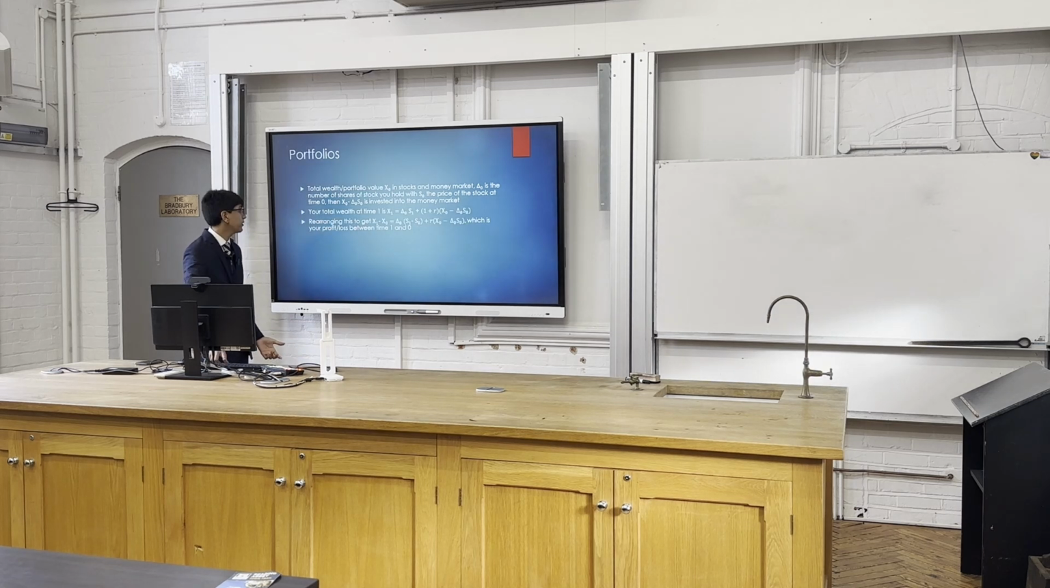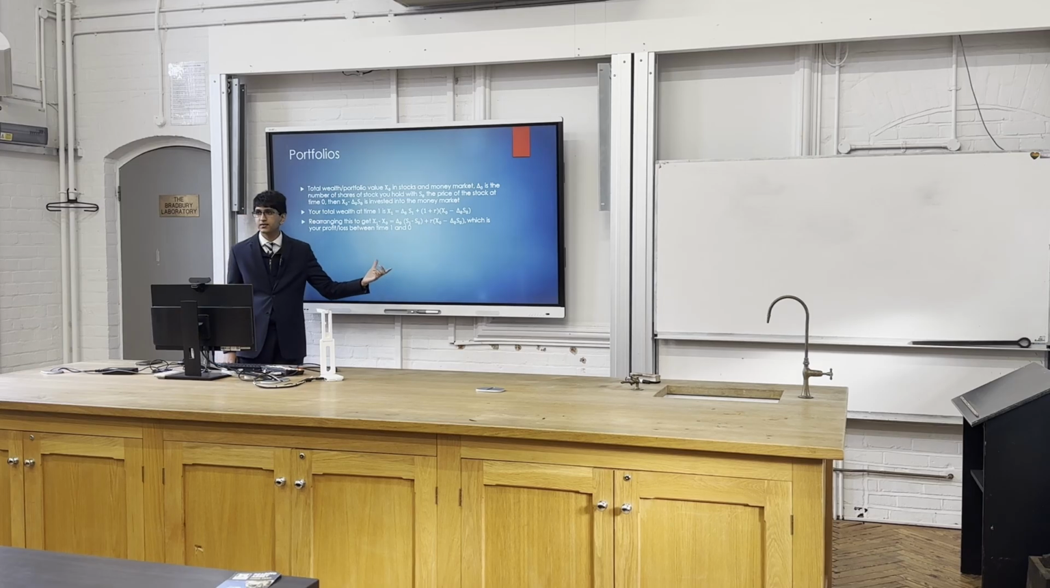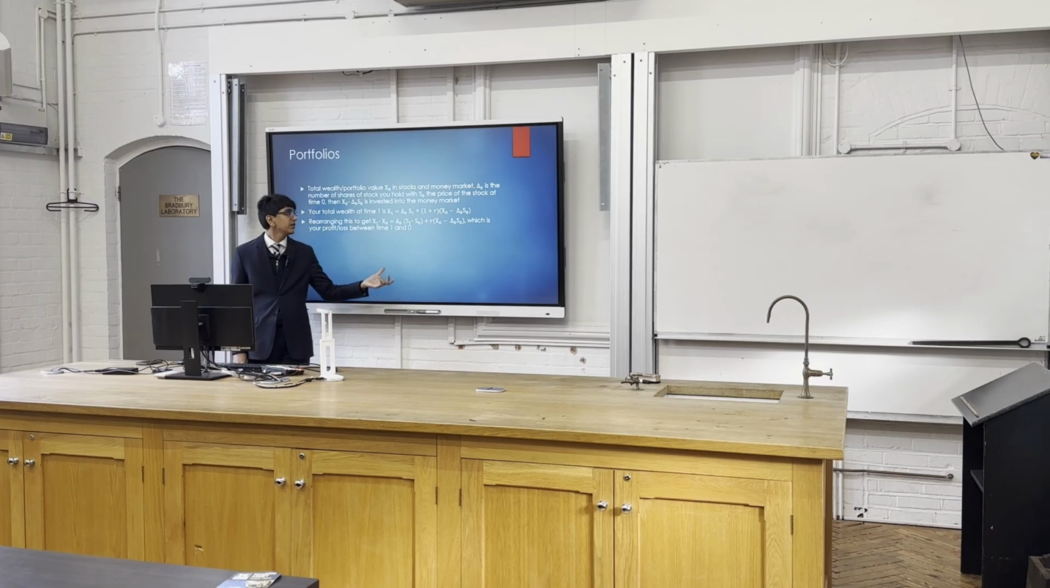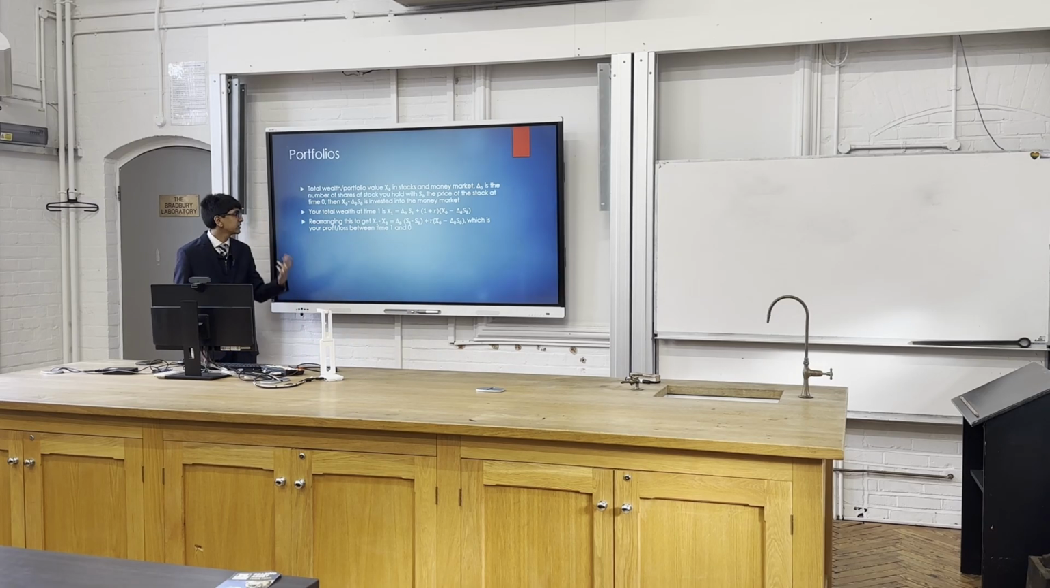So your total wealth at time 1, x1, is the amount of shares you hold times the price of the stock at that time, plus 1 plus R times the amount you've invested into the money market. Say the interest rate was 5%, R would be 0.05. And that's your portfolio wealth.